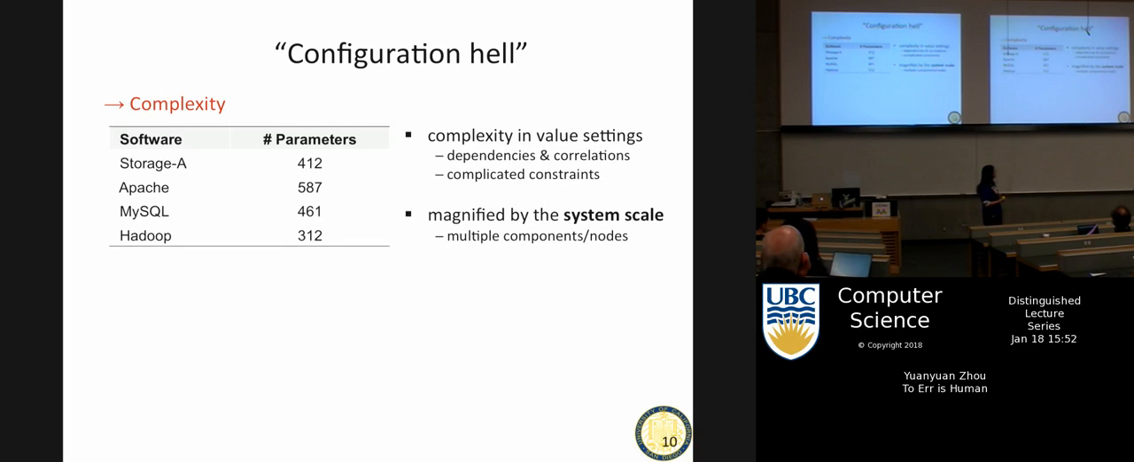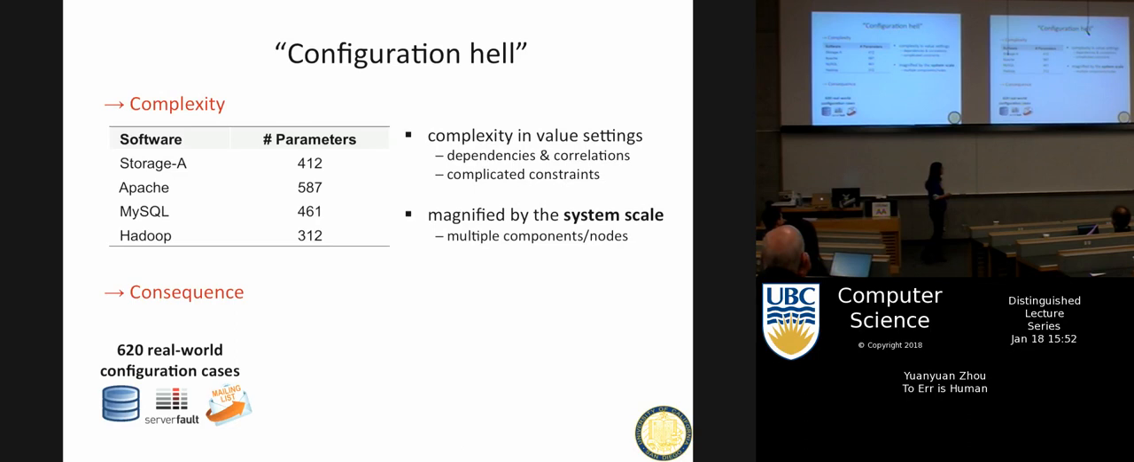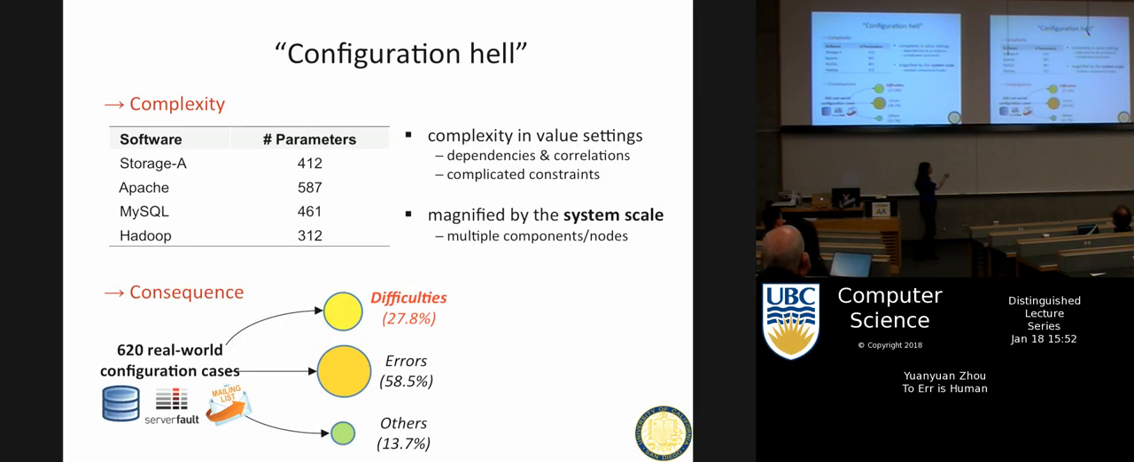So as a consequence, we looked at 620 real-world configuration cases, and we looked into what those issues are. For example, here we found that 27.8% are system admins who don't know how to configure. They just say, how do I configure this thing? I have no clue. I've read the manual. I still don't know how to configure it to achieve this purpose. And then 58% had already caused some error, something doesn't work. They're trying to ask, how do I fix the problem? Where did I go wrong? And then there are some other cases.